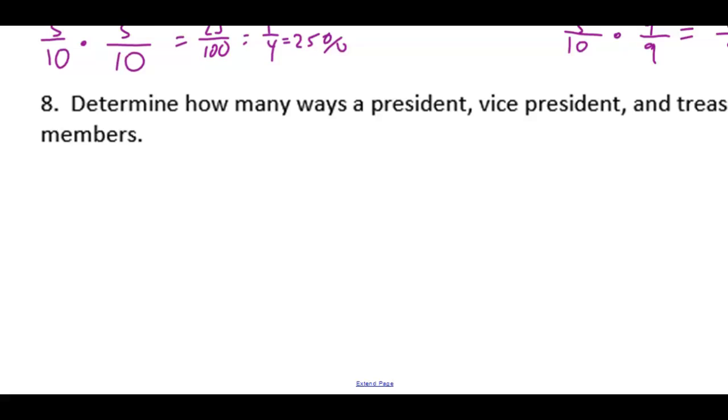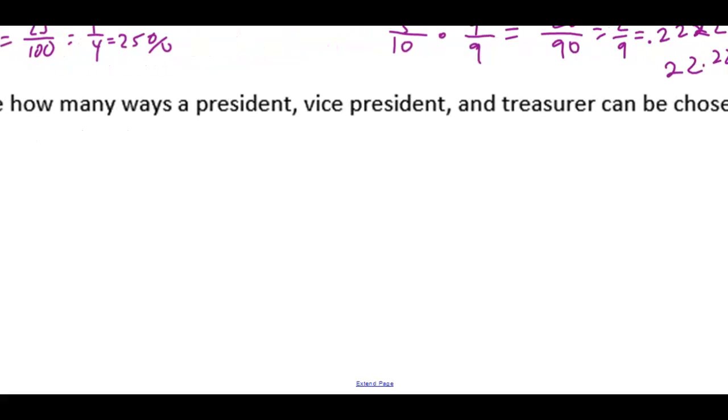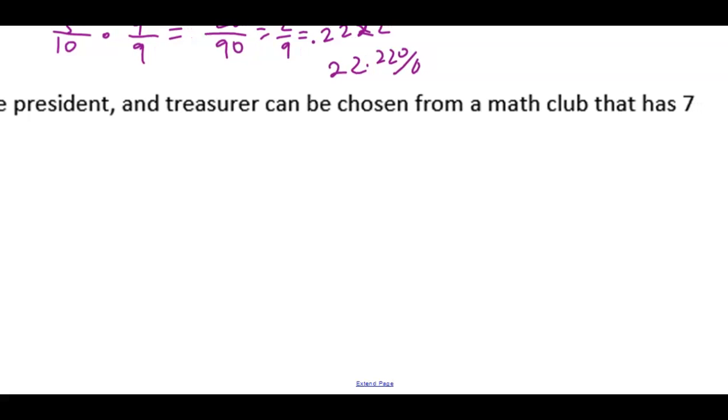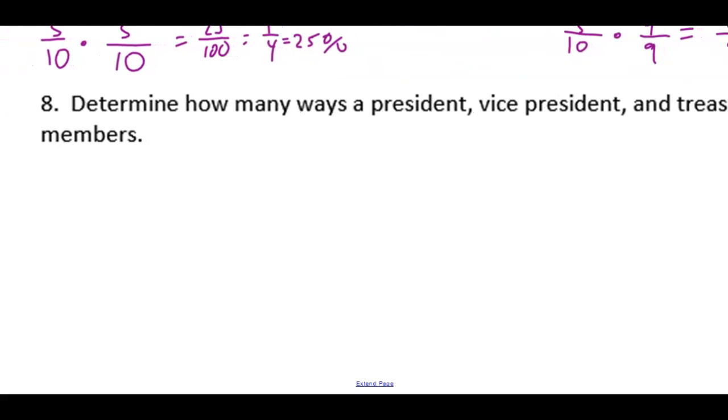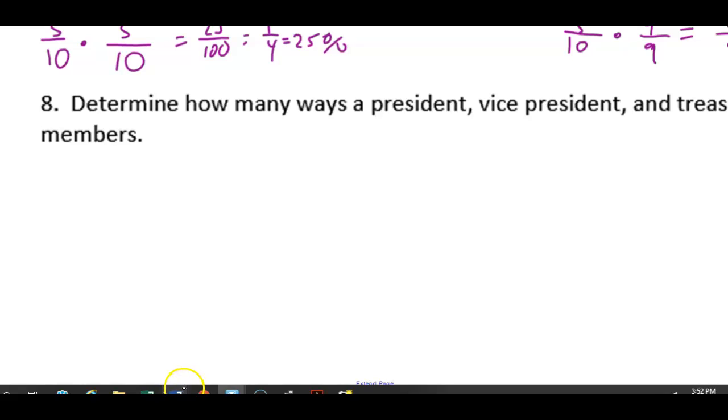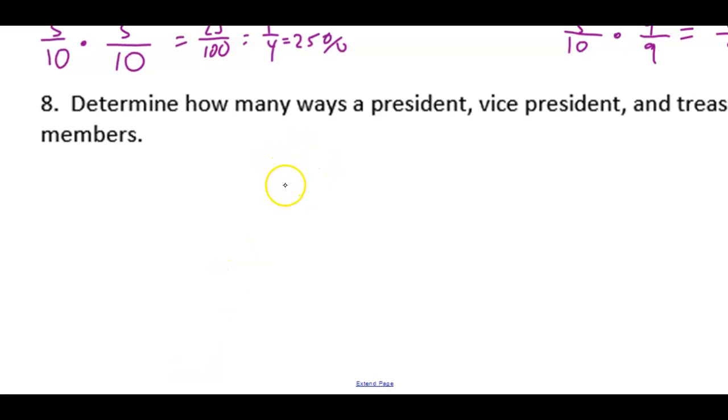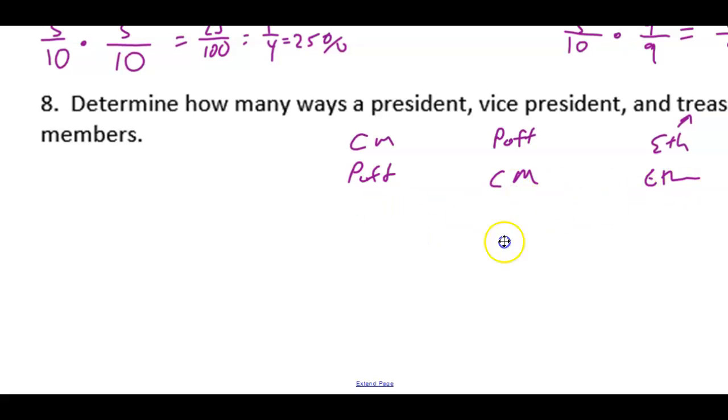Now let's look at this one right here. Determine how many ways president, vice president, and treasurer can be chosen from a math club that has 7 members. This is going to be a permutation, and I'm going to tell you why. The order matters. If I chose Coach Moore, then Miss Puff, and then Miss Etheridge, in that order, that's different than if I chose Puff, then Coach Moore, and then Miss Etheridge, which is different again. I can keep going. So this is a permutation.